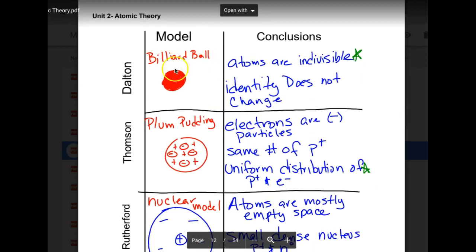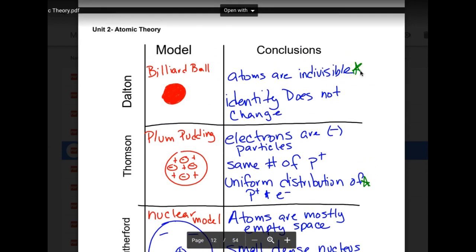Dalton, the model is the billiard ball model. It is a hard sphere. Conclusions from Dalton are that atoms are indivisible. We now know that that is incorrect. Atoms we can actually break apart into their positive and negatively charged subatomic particles. So that's why I put this little star there. But that was the conclusion that Dalton came to. And he said that the identity does not change when they go through a chemical reaction.